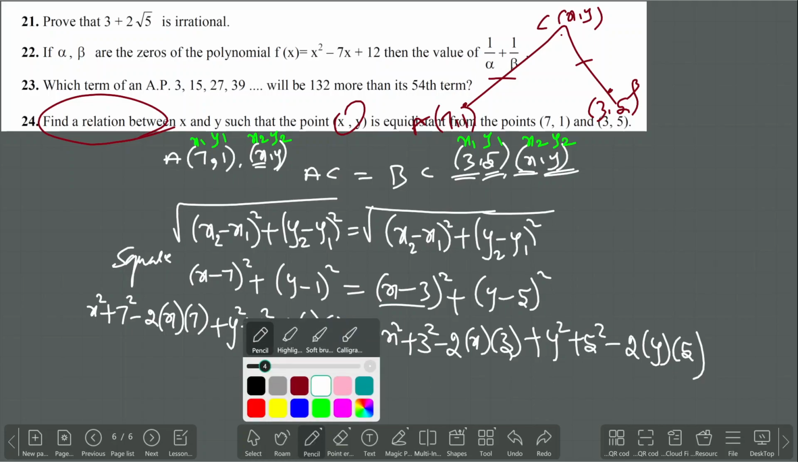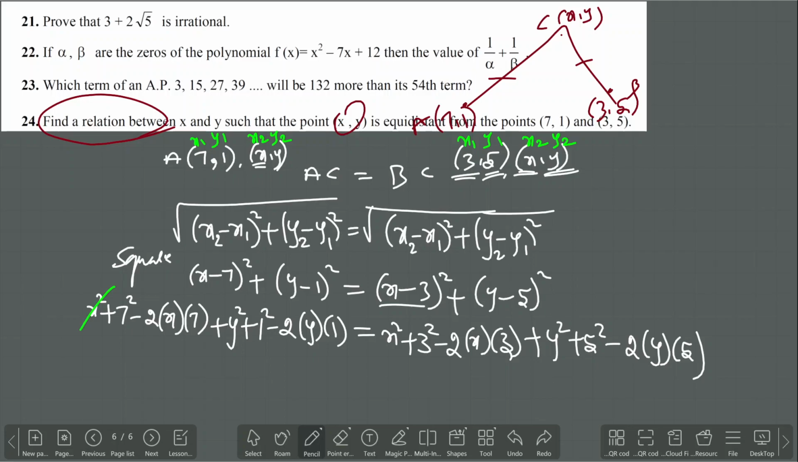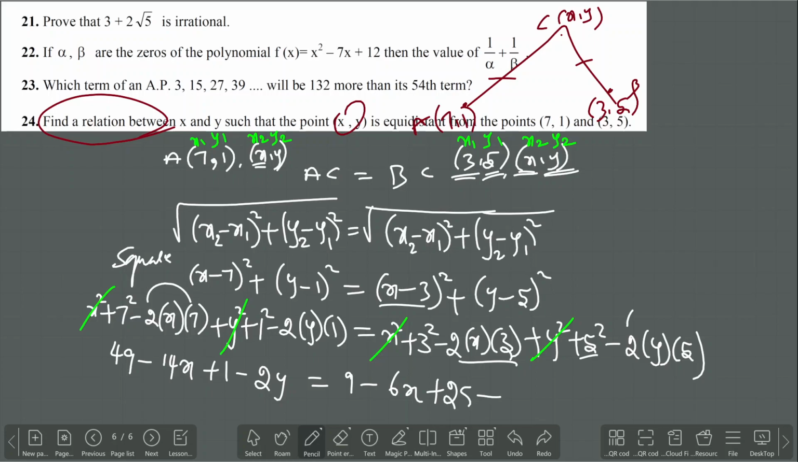Now the common things with the same sign we can cancel on both sides. x square, y square and y square we can cancel. Anything else common? Nothing. Right. Then you apply the powers: 49, and here 7, 2 7s are 14, x, 1 square 1, 2 into y, 2y, which is equal to 3 square 9, 2 3s are 6x here. And this will be 5 square 25, and 5 2s are 10, 10y you will be getting. Now we will go to the next.